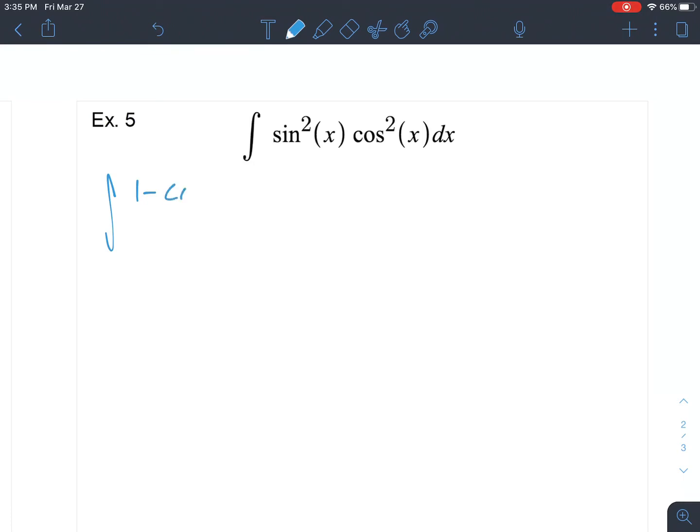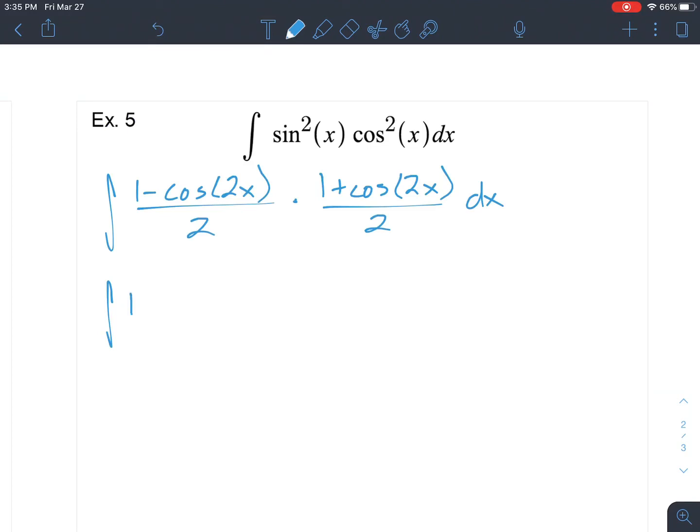1 minus cosine of 2x over 2 and 1 plus cosine of 2x over 2. Now these fractions are conjugates, so we should go ahead and multiply them together. We're going to get 1 minus cosine squared of 2x all over 4. Then I'm thinking we've got a 4 there, so we can take that out and turn this into 1/4.